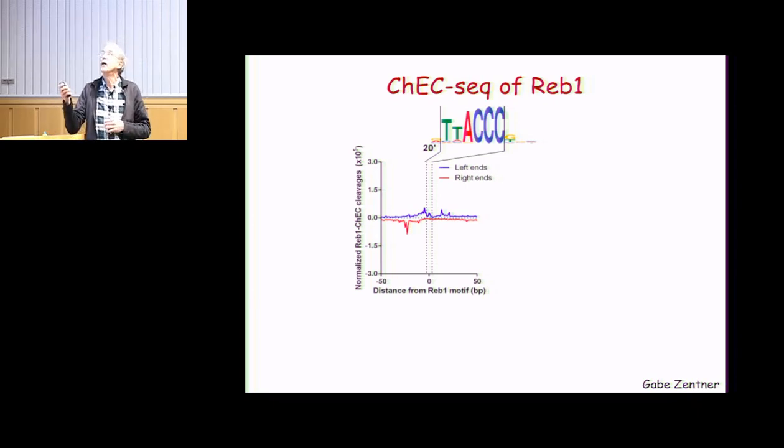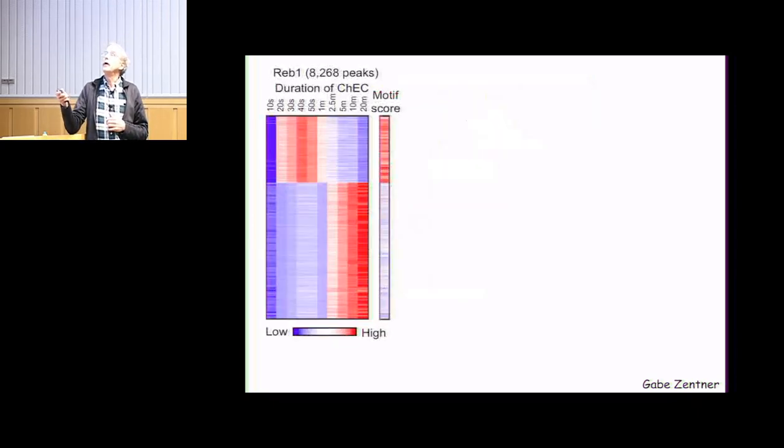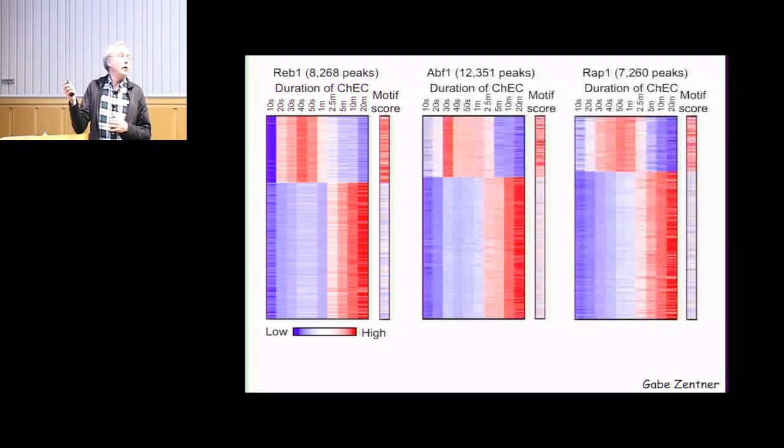This is what you see. So we have one category, which is the fast sites, and they peak at 40 seconds, and then they go down to nothing. And then we have another group that takes a long time. They're very slow. Several minutes pass before we begin to see something. And then if we ask who has the motifs, it's almost entirely the fast sites that have the motif. The slow sites don't have the motif. Now, this is general. We did this with Abf1 and Rap1, two other yeast transcription factors, and we see the same thing. Abf1 is particularly good. It peaks at 30 seconds and then goes quickly down.